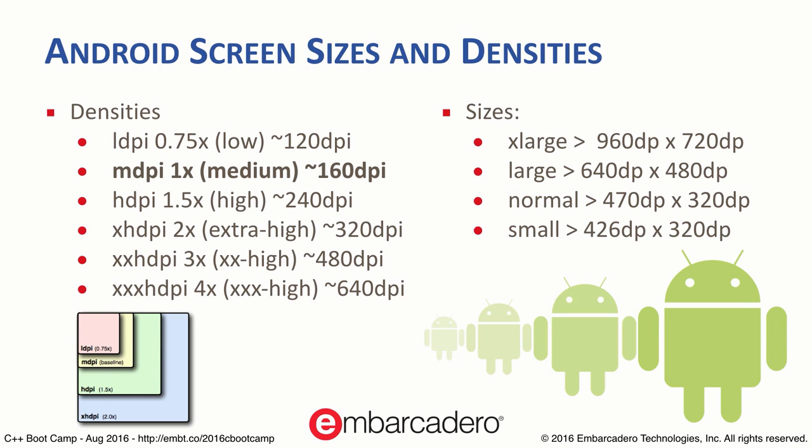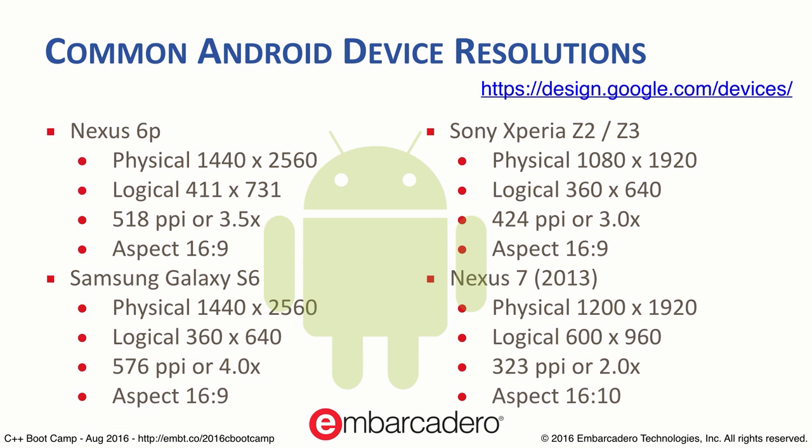I just wanted to give you some description of these, and here are some common Android device resolutions. The Nexus 6 has 1440 by 2560, but the logical resolution is only 411 by 731. That gives it a 3.5 multiplier. You can take 411 multiplied by 3 and get pretty close to 1440. This is based on the pixels per inch and a few other characteristics, but basically pixels per inch. So you see the common resolutions there.